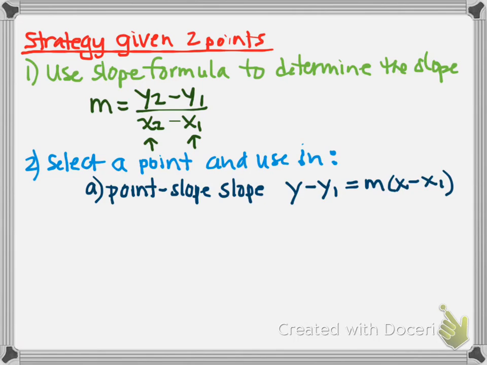Okay? So that's that one in particular. That's why I like to choose two positives for my coordinates if I can. Even better is if I have a positive and a 0 as coordinates. That's even better. Now, if I don't have that, or if I don't like that strategy, I can use slope-intercept form.